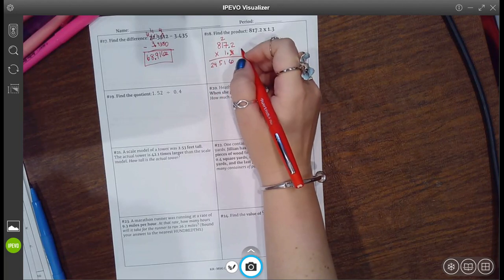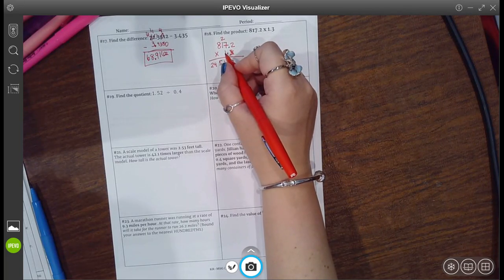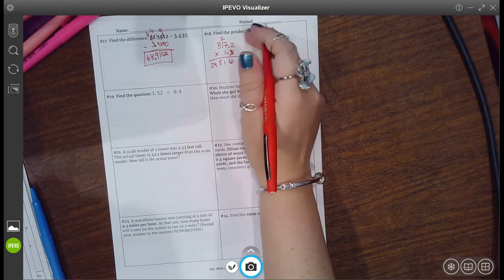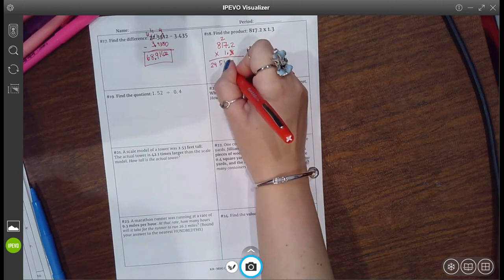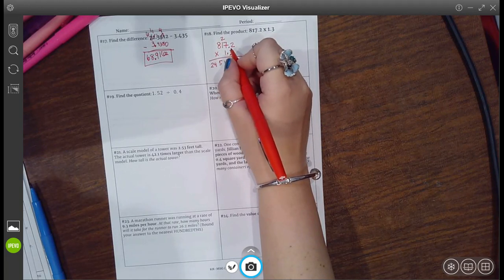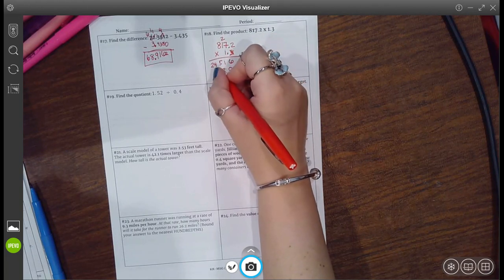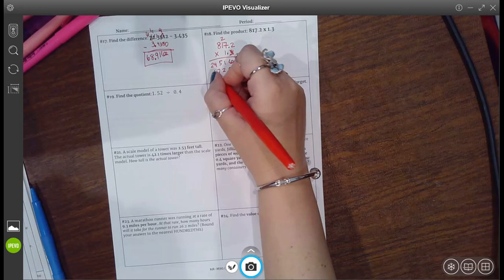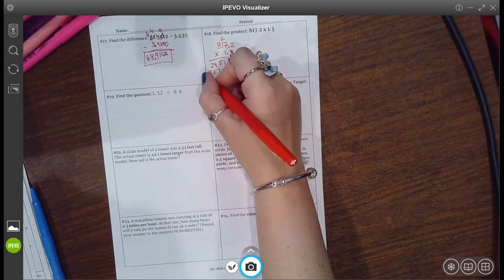Now the 3 is all used up, so I'm going to move on to the 1, but it's in the tens place because remember I'm ignoring decimals till the end. So I need to put a 0 placeholder, so I start in the tens place. 1 times 2 is 2. 1 times 7 is 7. 1 times 1 is 1. 1 times 8 is 8.